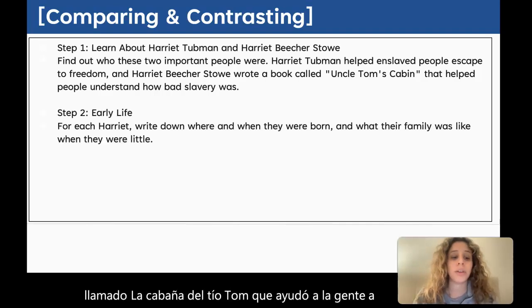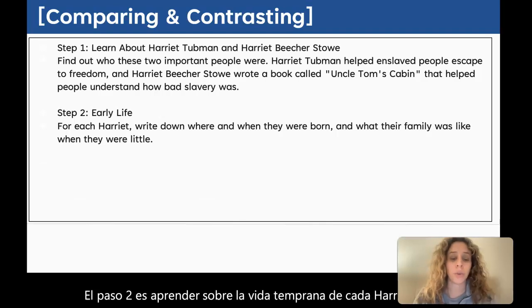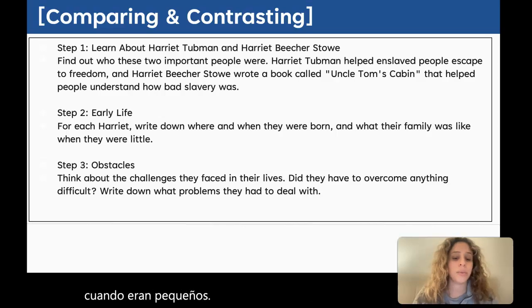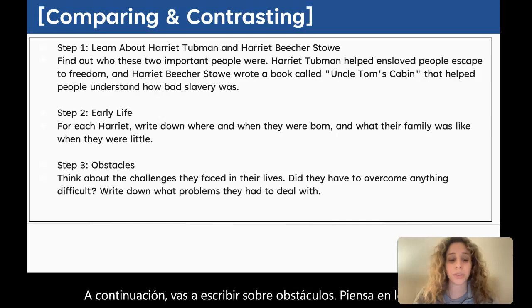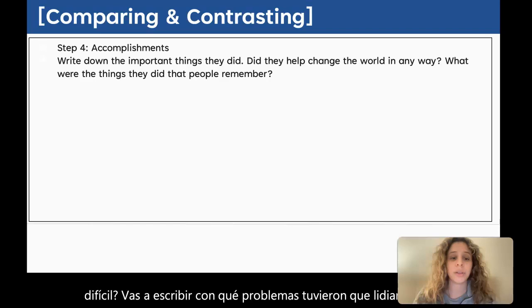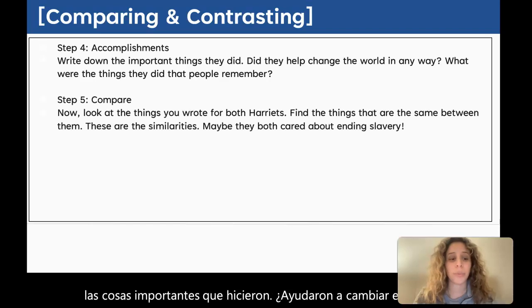Step 2 is to learn about the early life. For each Harriet, you're going to write down where and when they were born and what their family was like when they were little. Next, you're going to write about obstacles. Think about the challenges they faced in their lives. Did they have to overcome anything difficult? You're going to write down what problems they had to deal with. For step 4, you're going to write about their accomplishments. You are to write down the important things they did. Did they help change the world in any way? What were the things they did that people remember?